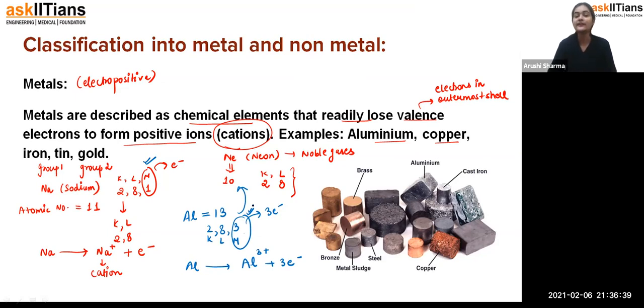Fine. So now if someone asks you what is a metal, what would be your answer? Metals are those elements which are electropositive in nature because they lose the electron present in their outer shell, the valence electron, to form the positive ion which we call cations. Fine. Good.